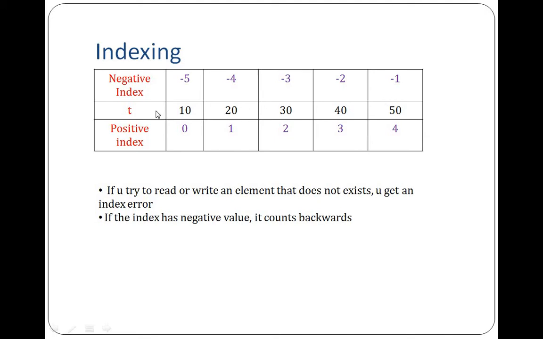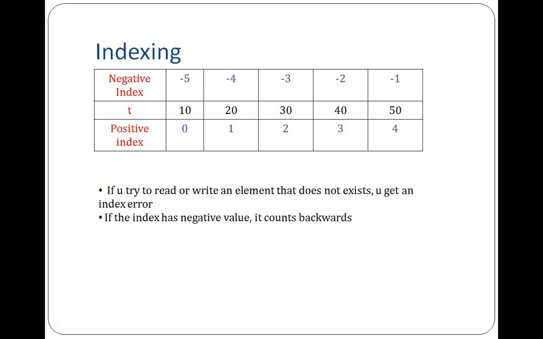So if we are going to create a list with 10, 20, 30, 40, 50 elements, it can be indexed like this starting from 0 onwards. If you want to access this first element, it will be accessed with t of 0. If you want to access the second element, it is accessed with t of 1. So 30 can be accessed with t of 2. 40 can be accessed with t of 3 and 50 can be accessed with t of 4.